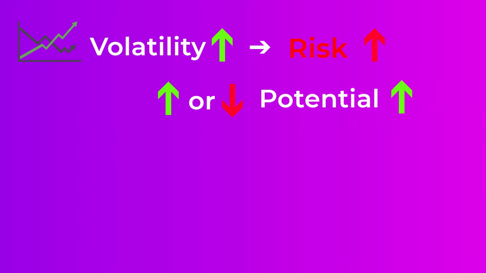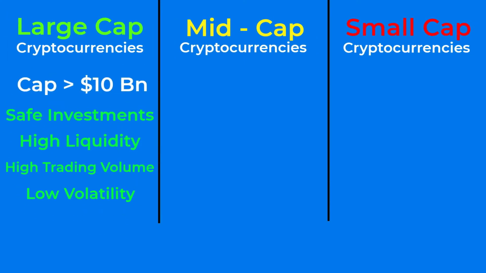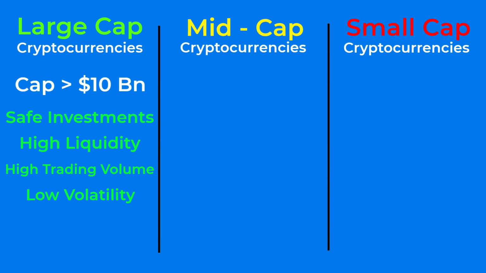As the volatility of any cryptocurrency increases, the riskier it becomes, and the more potential it has to go very high in price or very low in price over a short period of time. Examples of large market cap cryptocurrencies are Bitcoin, Ethereum, Solana, Cardano, and XRP.